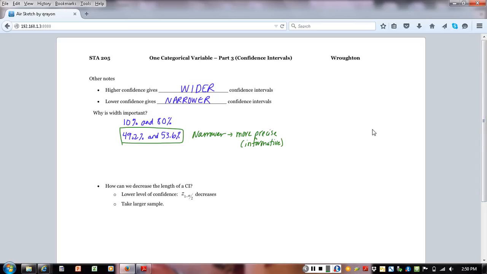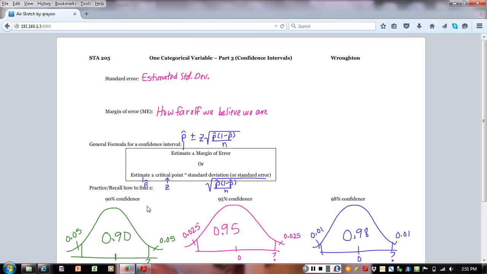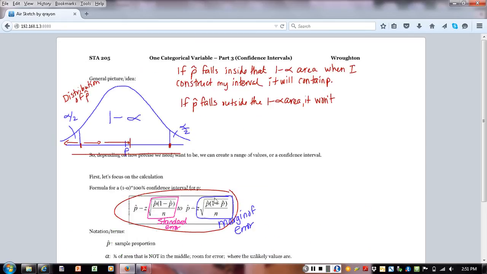So how can we make an interval narrower? Well, the first thing is we could lower the confidence. So instead of being 95% confident, if you want to be 90% confident, that'll narrow your interval. Or the other thing we can do is take a larger sample. Where we see that affects things is here in our formula. As our sample size gets bigger, since it's in the denominator there, that standard error is going to get smaller, which makes your margin of error smaller, and then will make your interval less wide.